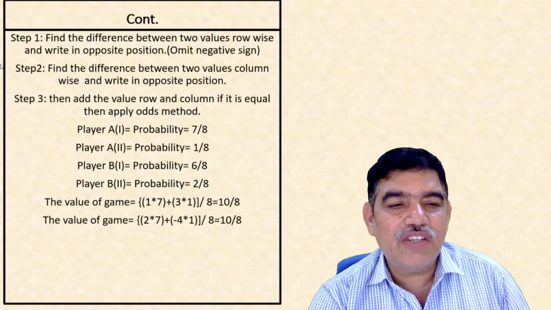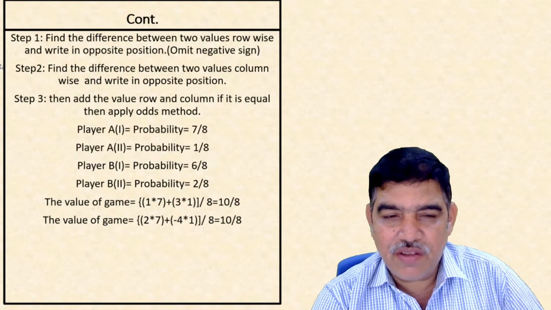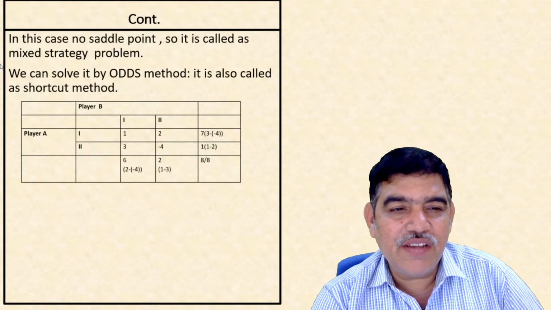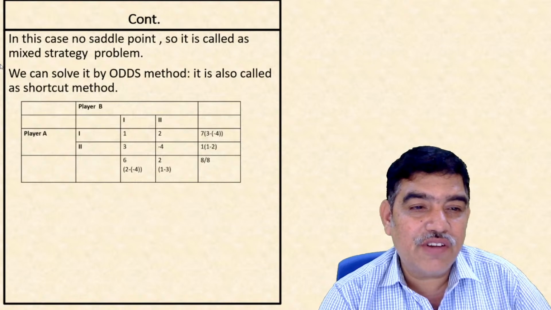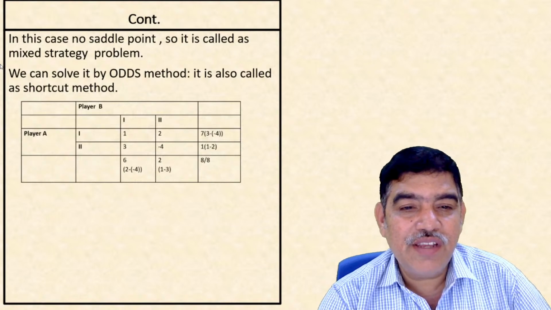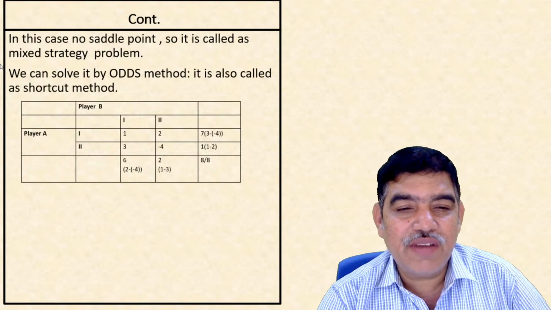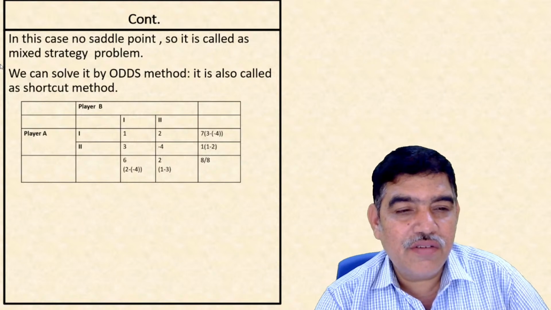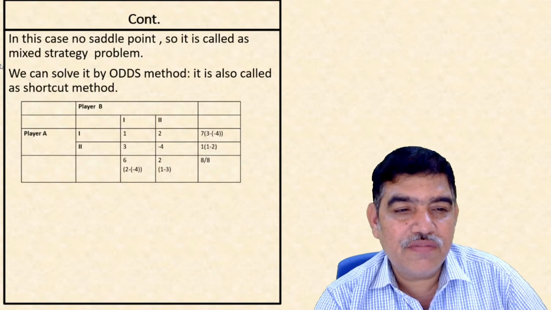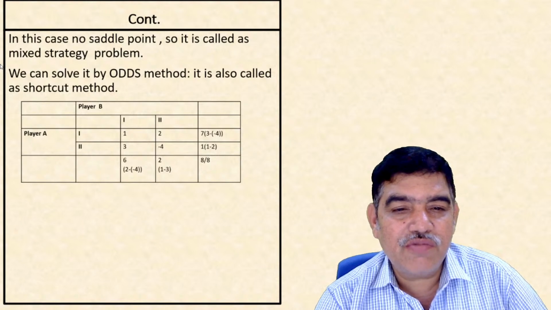Then if I apply the odds method, for player A, what is the probability? For strategy 1, we have to find the strategy probability for winning or maximizing the profit, that is 7 by 8. Similarly, the probability for strategy 2 for player A becomes 1 by 8.